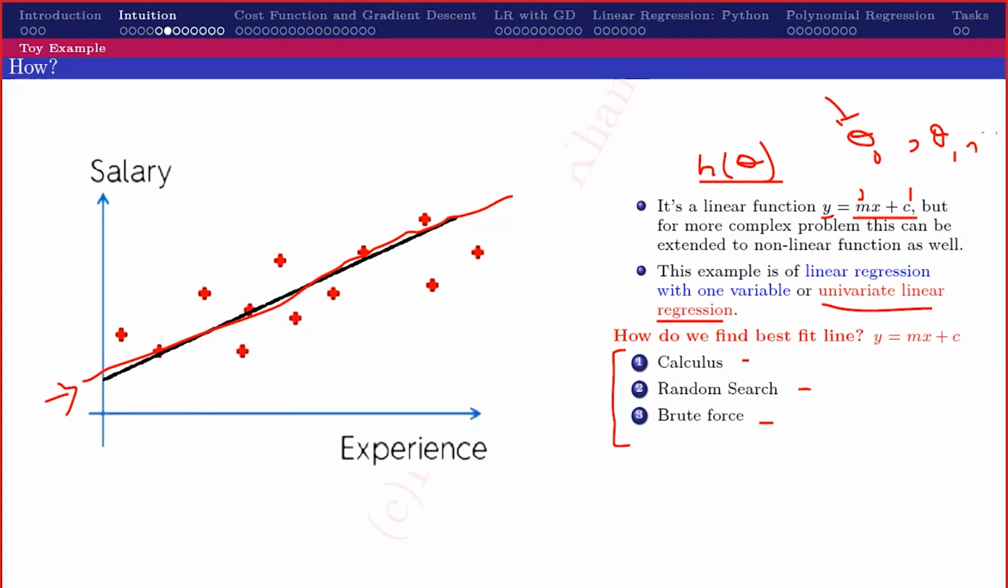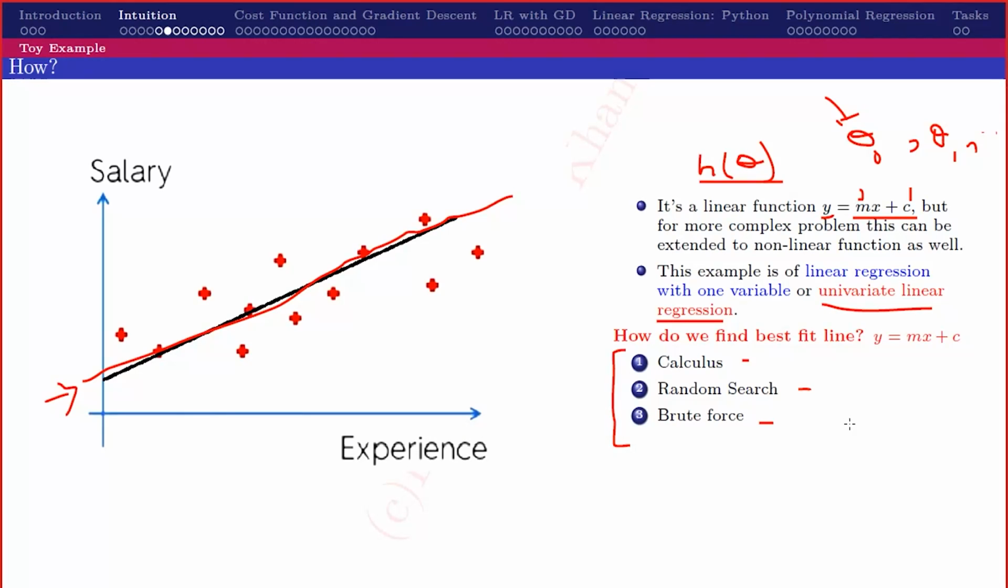Any thoughts? Brute force. Sir, what exactly is brute force? Brute force means you try each and every option. You don't have intuition or any mathematical background, you just try everything. Suppose you try a million different options, and out of that million, only one is the right answer. So that is kind of a brute force algorithm.